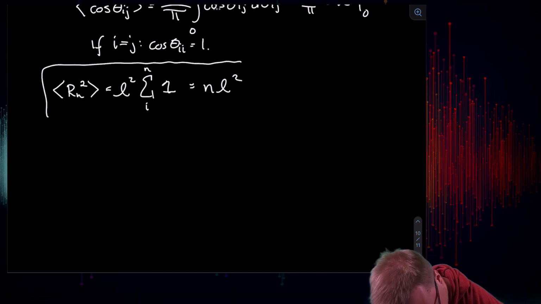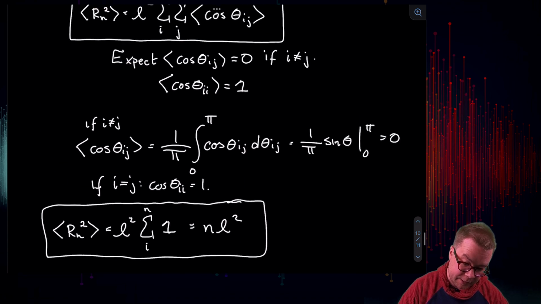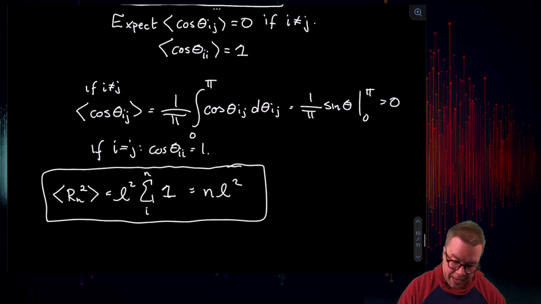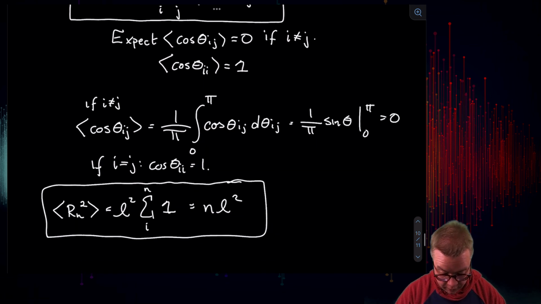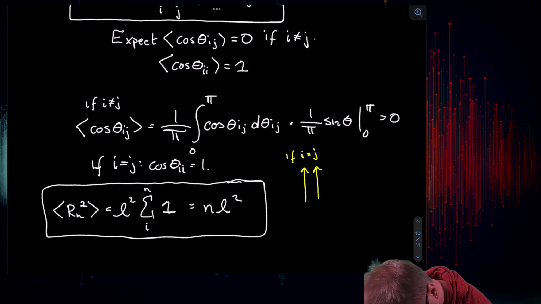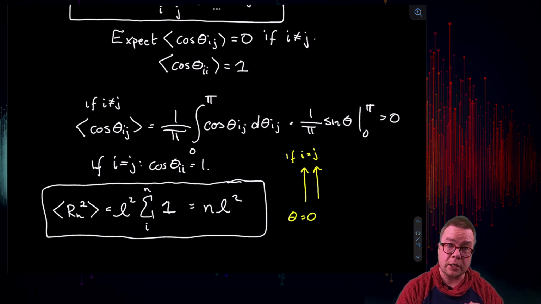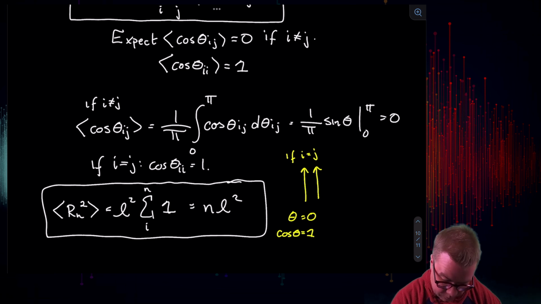This is very, very important. Okay, so if that didn't make sense to you how we got this, go back to the video and listen very closely to what's going on. Basically what we're saying is that if you have two vectors where I is equal to j, then theta between them is equal to 0, always. And so cosine of theta is equal to 1.